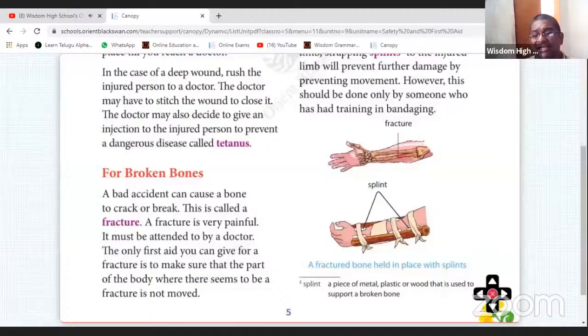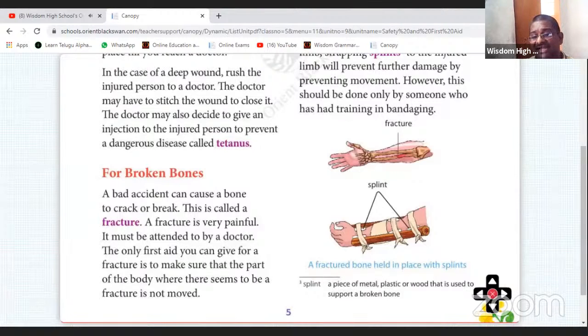Fracture means very painful. You can identify it by how the person suffers. At that time that person must be attended to by a doctor. As for how you can give first aid to that person, you only have to give that first aid carefully.